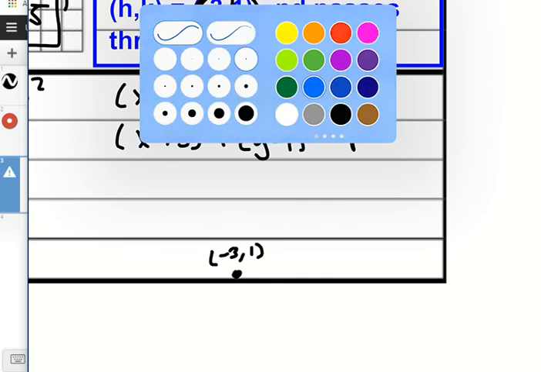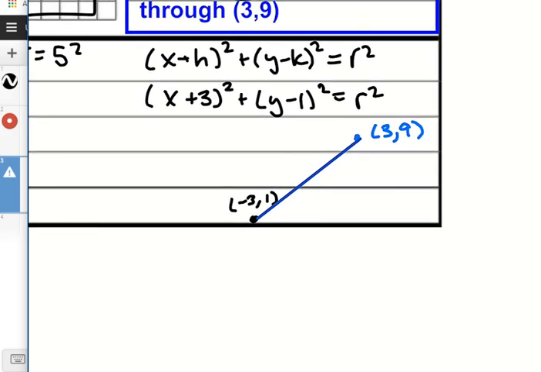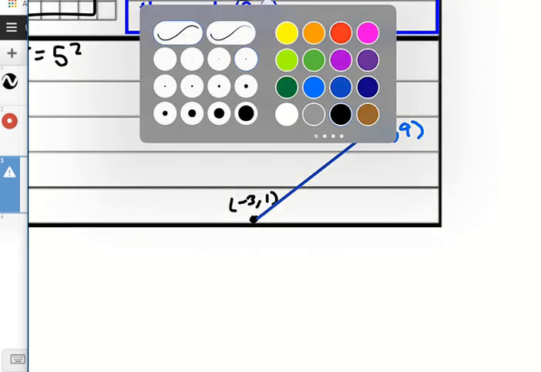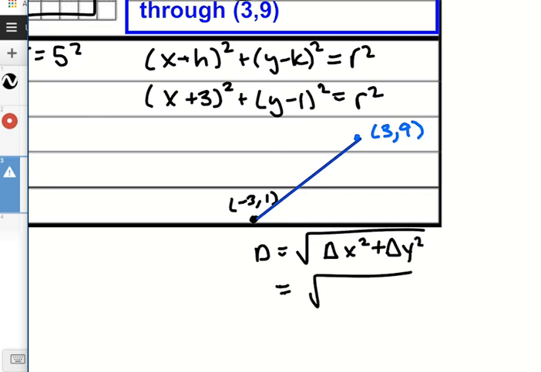Okay. Well, this is not new. We just had to figure out a distance, just a length, right? We can do that several different ways. I'm going to use the distance formula because I should be able to pull the change in x squared and the change in y squared quite quickly. The change in x goes from negative 3 to positive 3. That's a change of 9. And then the y goes from 1 to 9, that's a change of 8. So that's going to be the square root of 81 plus 64.